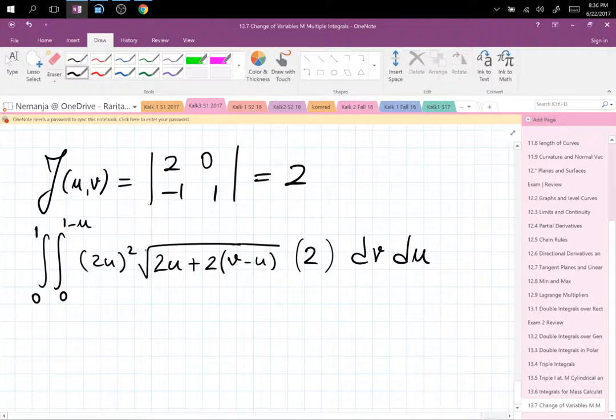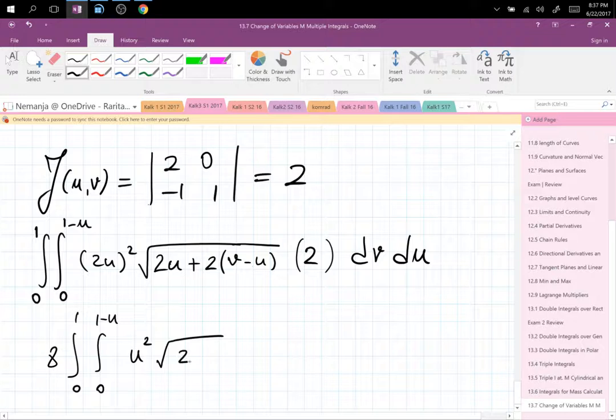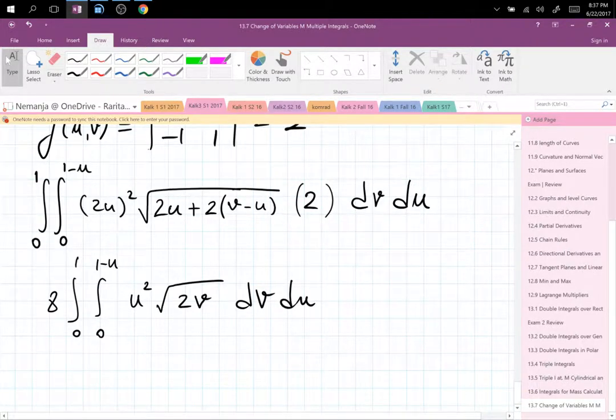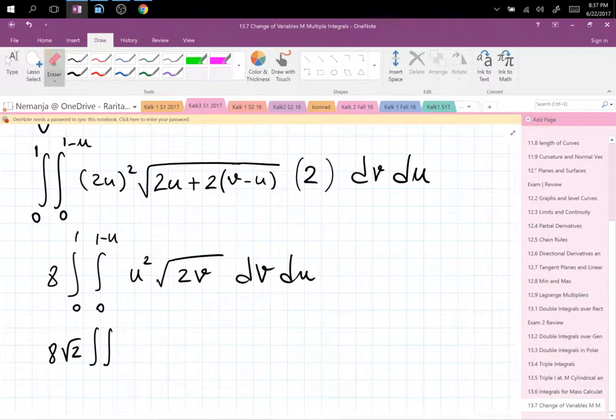So 2 squared is 4 times 2 is 8. Kick that outside. I'm going to rewrite this one more time so it makes more sense. I have u squared here, and then the square root of 2u plus 2v minus 2u, so it's just 2v, dv du. Kick root 2 outside, and you just have root v to worry about.